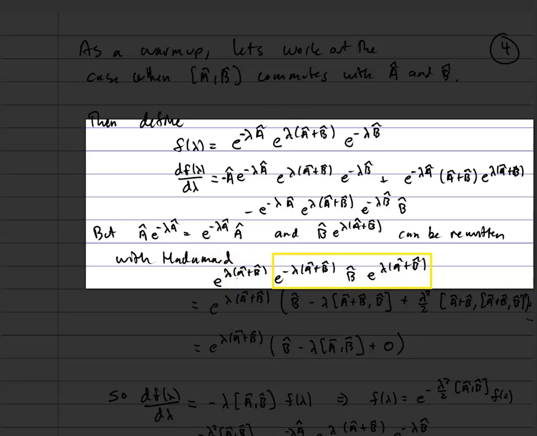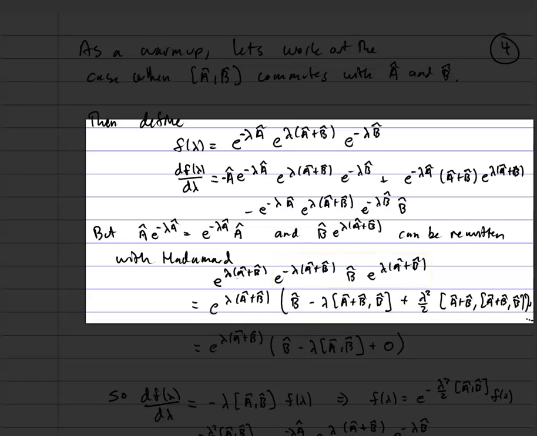And you see now the last 3 terms are e to the minus lambda a plus b, b, e to the lambda a plus b. That's in the Hadamard form. So I can rewrite that triple product. I still have my factor e to the lambda a plus b to the left-hand side. I can just rewrite that expression as b minus lambda commutator of a plus b with b plus lambda squared over 2 commutator of a plus b with the commutator of a plus b with b and so forth.